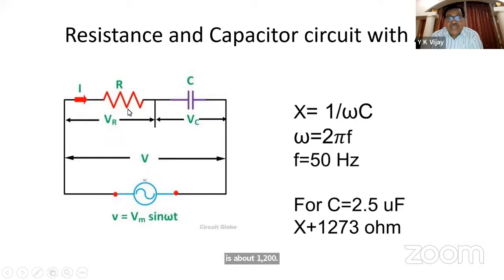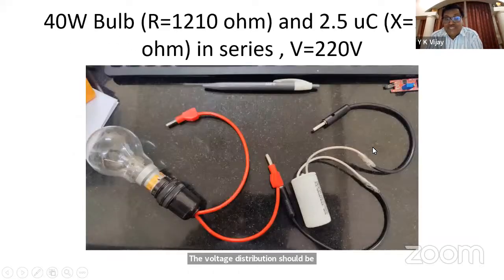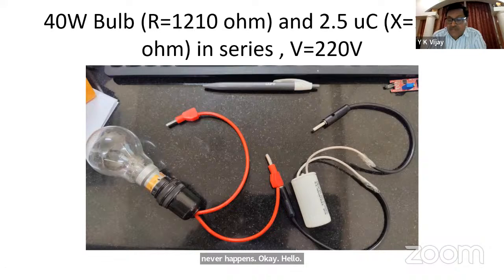When it is glowing, we can connect a capacitor along with the bulb so that when we apply 220 volt, the voltage distribution should be equal, but it never happens. So we can show you this kind of arrangement, bulb and a capacitor.